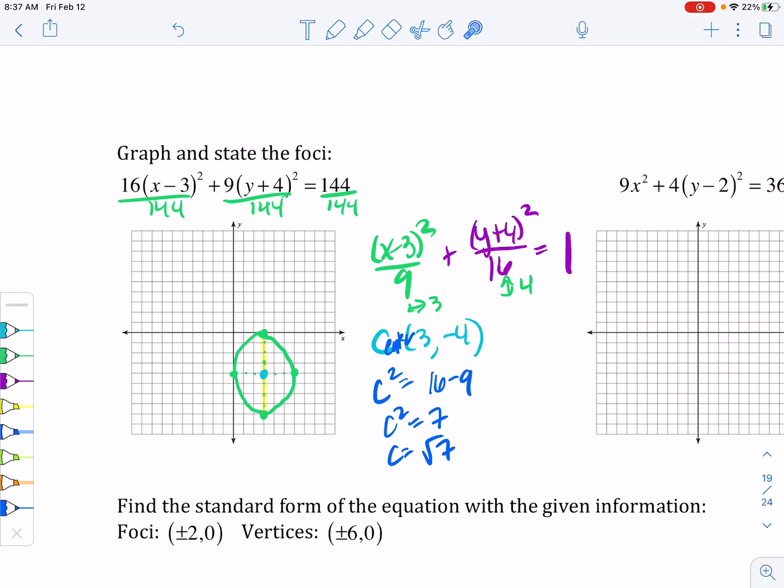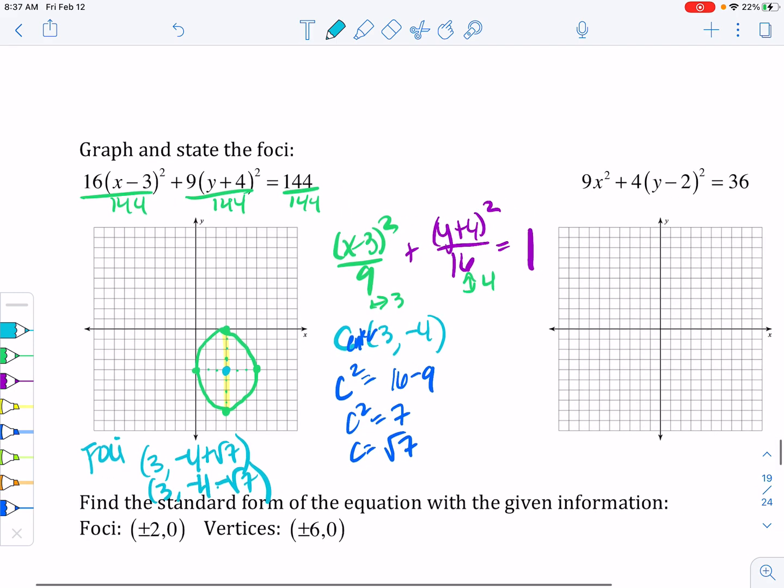So our center is at 3, -4. So I'm going to take -4 and I'm going to add root 7 to that. So -4 plus root 7. And then I'm going to keep 3. That's my x value. And then I'm going to go down by my root 7. So -4 minus root 7. Okay. And this is where our foci are located. Okay.